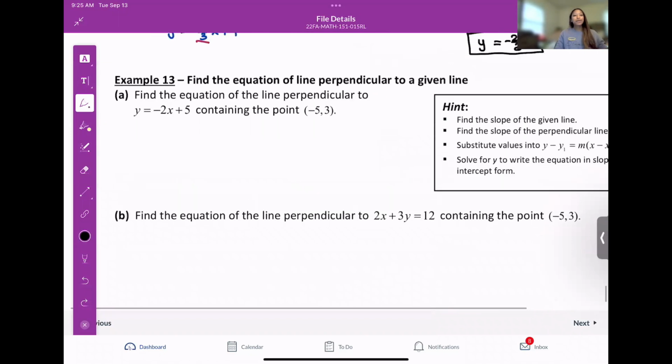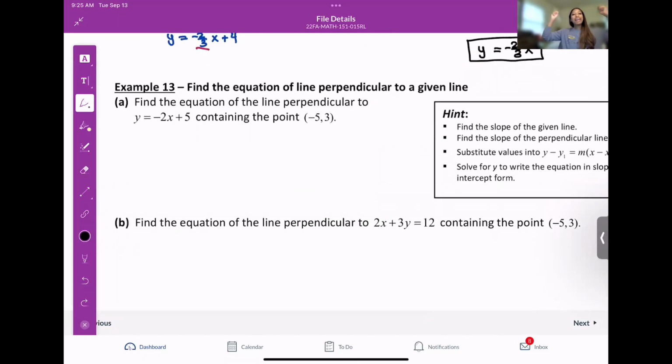All right, and last one. We've made it. This is the trickiest one because now we're looking at, instead of parallel lines, perpendicular lines. And remember, two lines are perpendicular if their slopes are negative reciprocals of each other. What does that mean? So for example, here in part A, we want a line that's perpendicular to y equals negative 2x plus 5. So here the slope is negative 2.